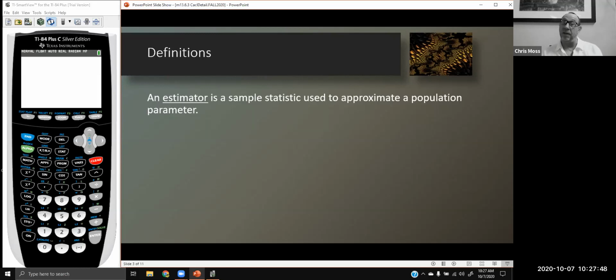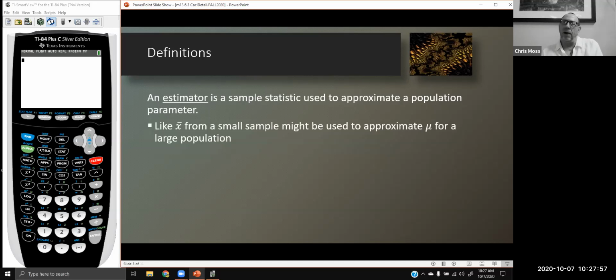You'll remember that an estimator is a sample statistic that is used to approximate or to guess at a population parameter. This is like using your X bar from a smallish sample to approximate mu for a large population. Remember, populations are large. We can't measure them directly. The only thing we can do is take a small piece, a sample, and measure that, and then try to extrapolate out from that small sample to the larger population. Needless to say, you might be right, you might be wrong.